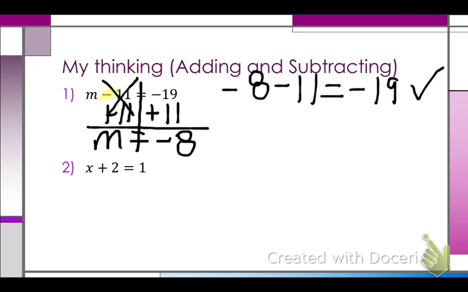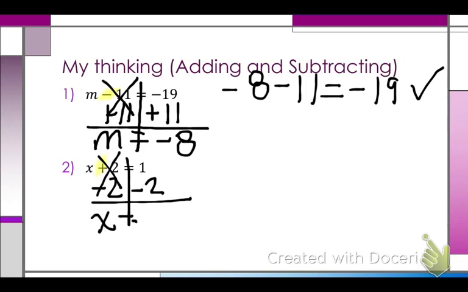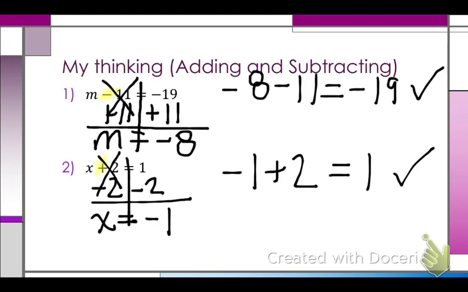Moving on down then, write down number 2, x plus 2 equals 11. I'm going to draw my line down the middle, and I also see that this is an addition problem. So thinking of my inverse operation, I'm going to subtract 2 on both sides. So then my 2s cancel out. I'm left with x equals 1 plus negative 2, or 1 minus 2, that's going to be equal to negative 1. Plugging that back in, does negative 1 plus 2 equal 1? Yes, so we know that we got that correct.